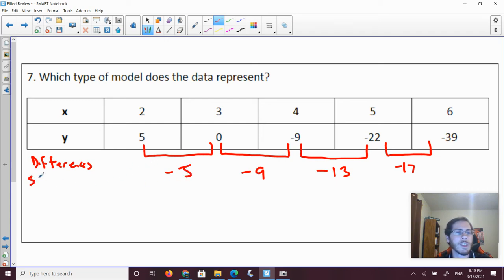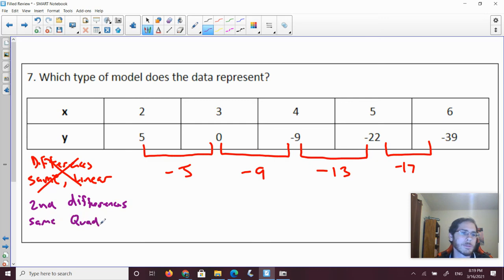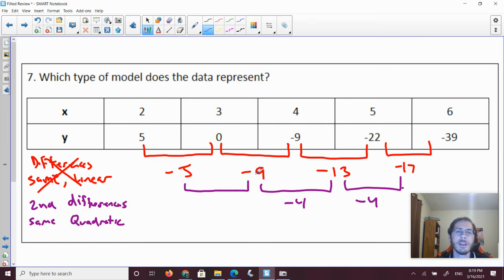So if the differences are the same, then it's linear. But these numbers are not the same, so it's not linear. Okay, well, the next thing to check is the second differences. If these are the same, then it's going to be quadratic. All right, well, let's check it. 17 minus negative 13 is negative 4. Negative 13 minus negative 9, that's negative 4. Negative 9 minus negative 5, that's negative 4. So these are the same, so we're going to go with quadratic.